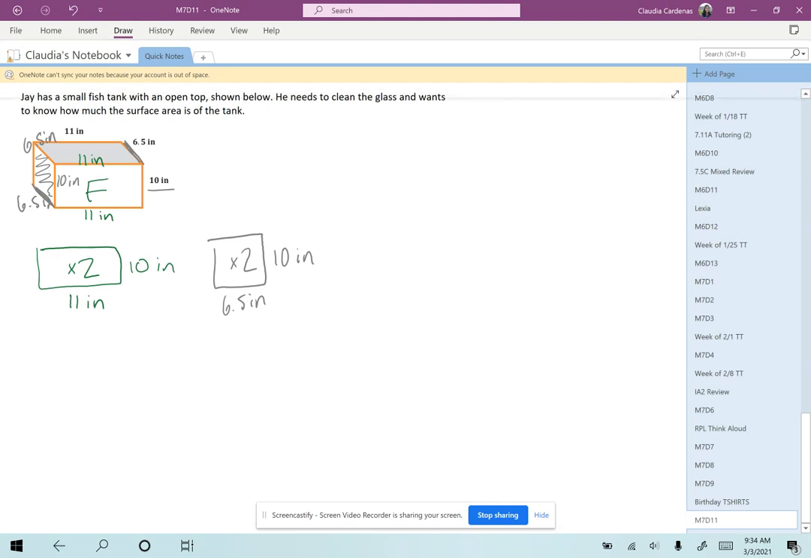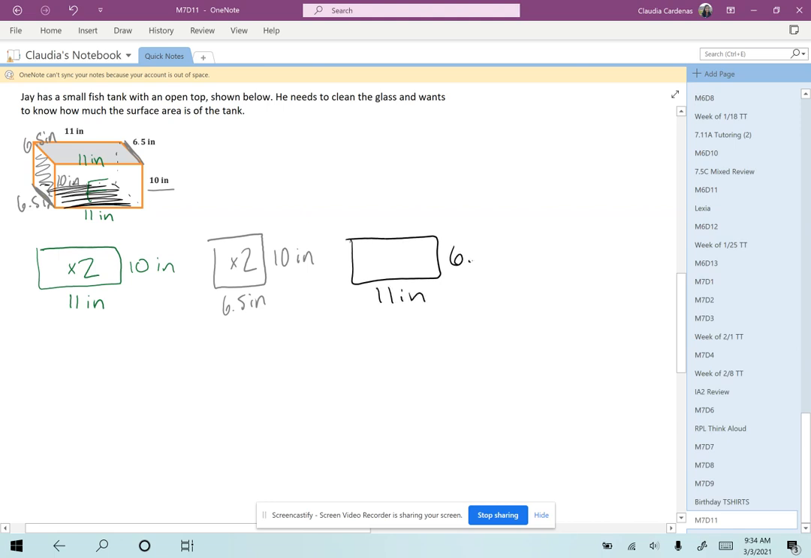And then I also know that we have a tank that sits right on a shape as well. It's not just sitting on an empty space or else the water would leak through. And I see that that piece is 11 inches by 6.5 inches. But because this tank does not have a top, right, I'm actually not going to double it because there's only the one bottom piece. And then I know that if I add all three pieces together, I will get the surface area of the tank.